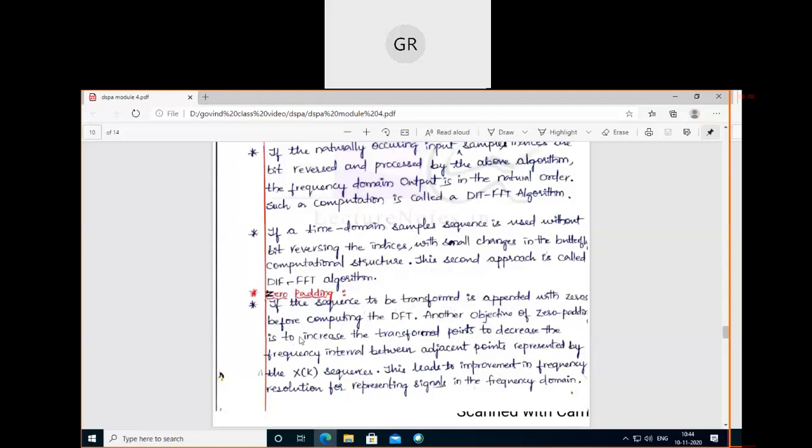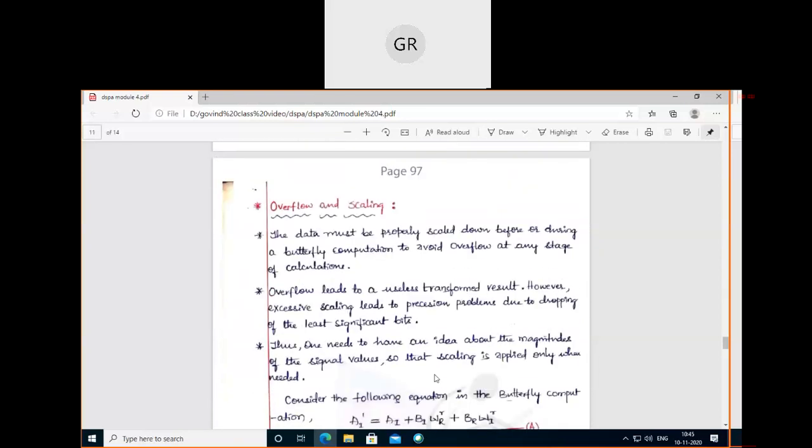Another objective of zero padding is to increase the number of transformed points to decrease the frequency interval between adjacent points represented by the X of k sequence. This leads to improvement in frequency resolution for representing signals in the frequency domain. Just remember why we go for zero padding. Please go through this.